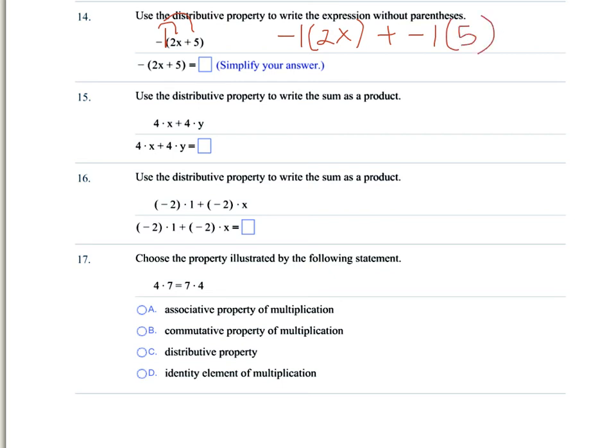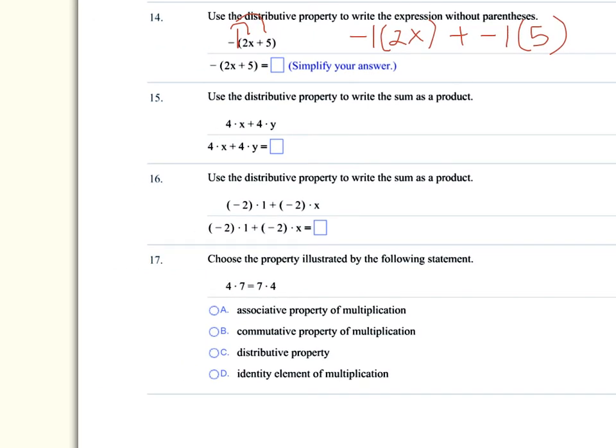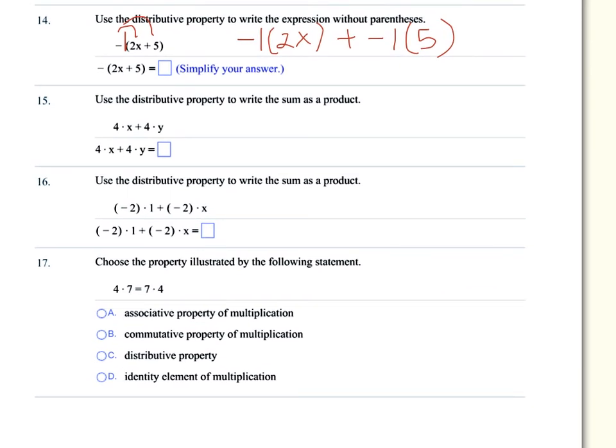Now we can finish simplifying this. -1 times 2x, since that's all multiplication, then I can rewrite that to be -1 times 2 times x plus -1 times 5. And -1 times 2 is -2, and I'll just put my x after it. And -1 times 5 is -5. That can't be simplified anymore, so this answer simplified is -2x plus -5.